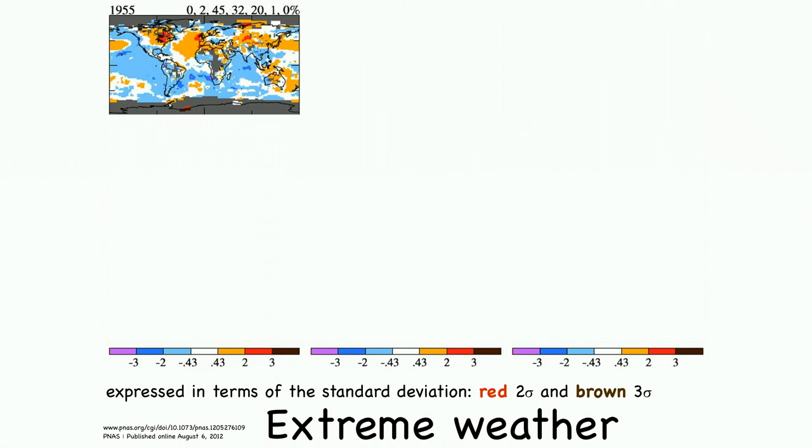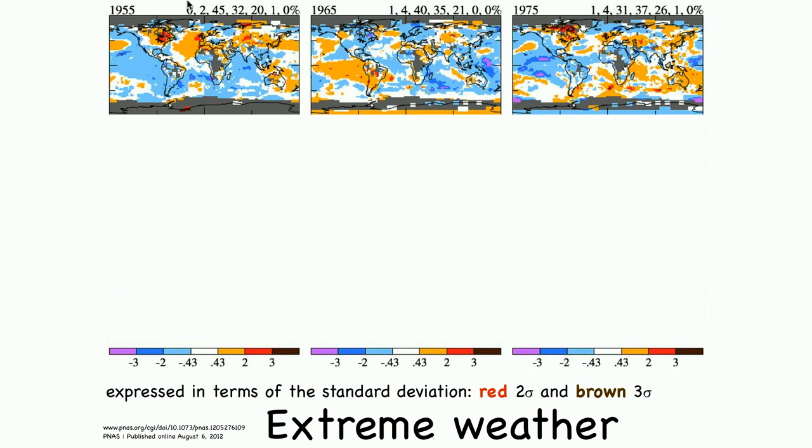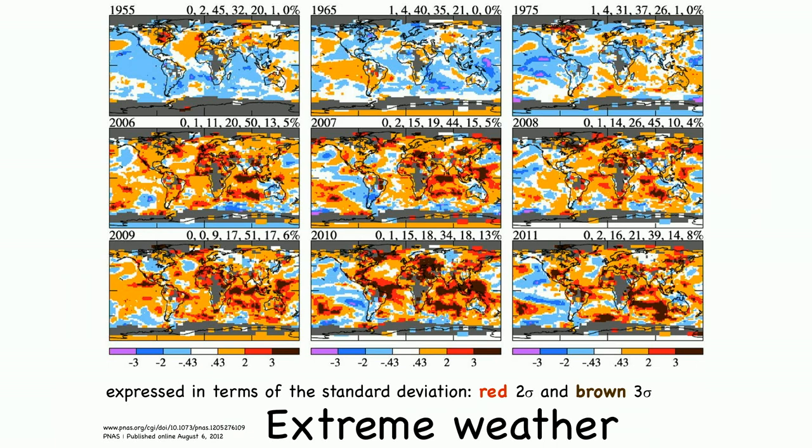So here we are in 1955. And you see a lot of areas are cooler and some are warmer. Here we are in 1965, 1975. You get the picture so far? Take a deep breath. So here we are, this was 2011. And as you probably know, as I said before, four of the last 5 years have been the warmest in recorded history.